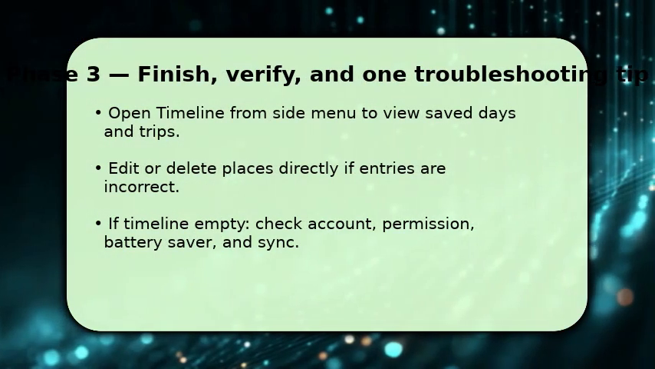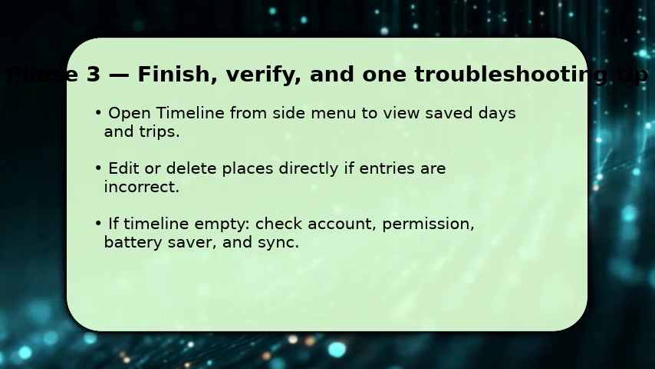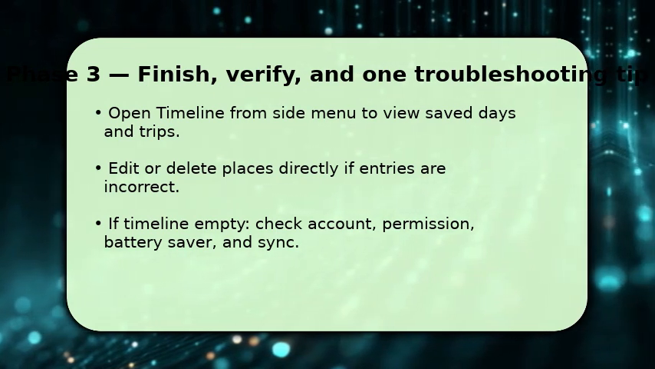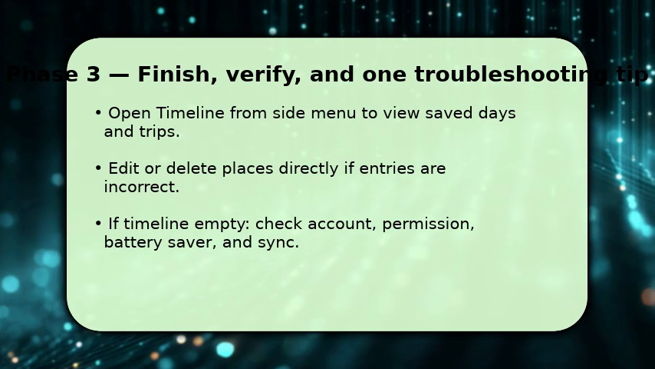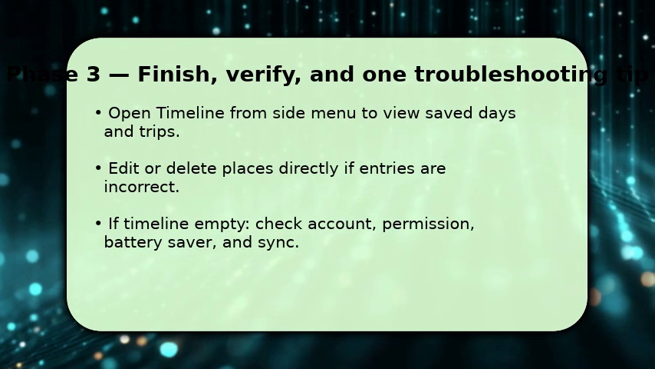To finish, open the side menu and choose Timeline to review saved days, routes, and stops. This confirms your settings worked. You can edit or remove any incorrect place by tapping a day and selecting the item. This improves future accuracy. If your timeline remains empty, make sure you're using the correct account.